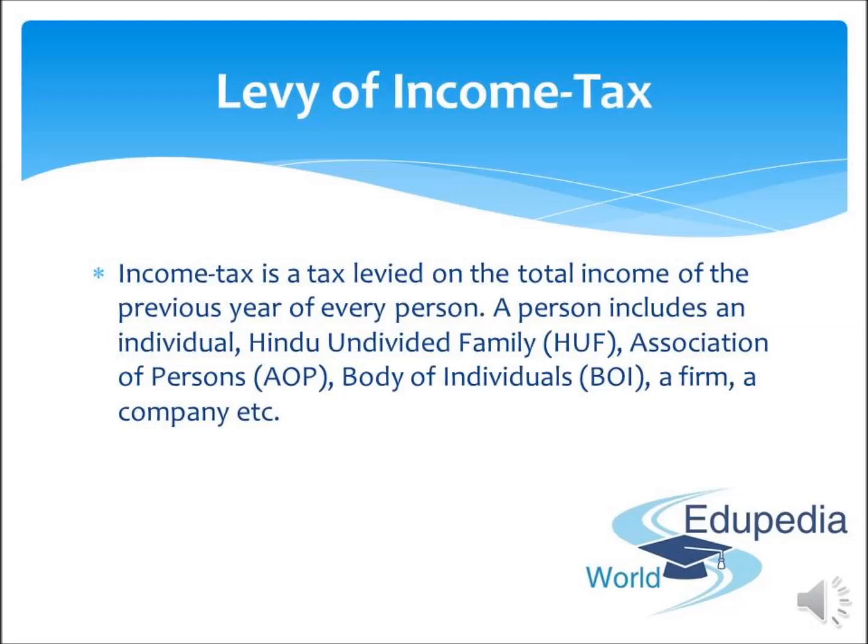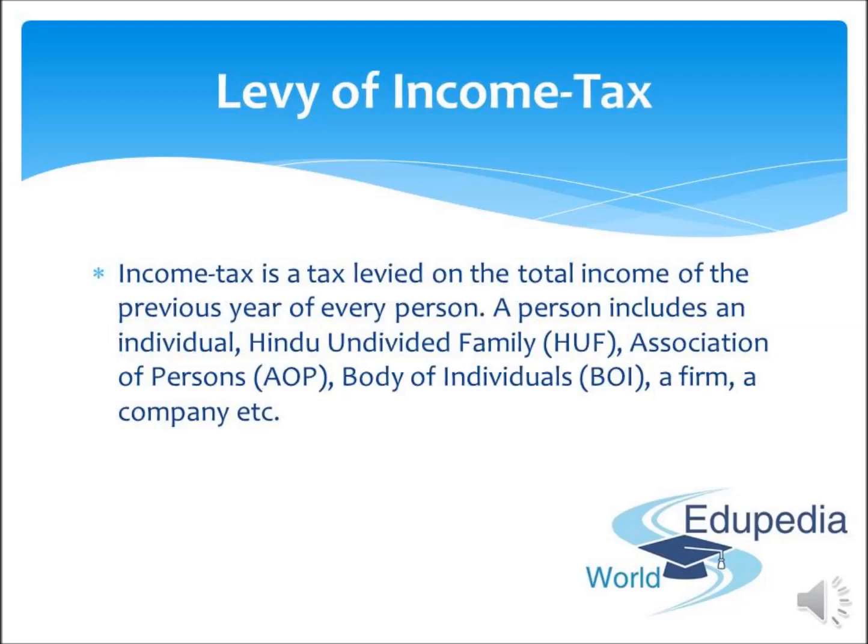Now, this is also one form of entity which we'll discuss later on. All these, association of persons, body of individuals, are types of entities on whom the income tax is levied. A firm like a partnership firm, a company, that is private company, public company, etc. All these entities are liable to pay income tax on the total income earned by them.